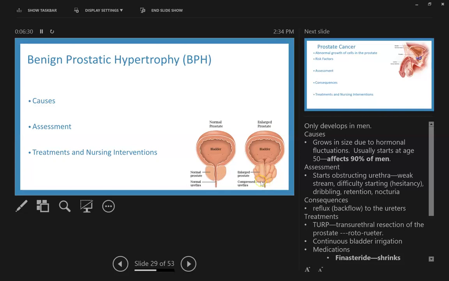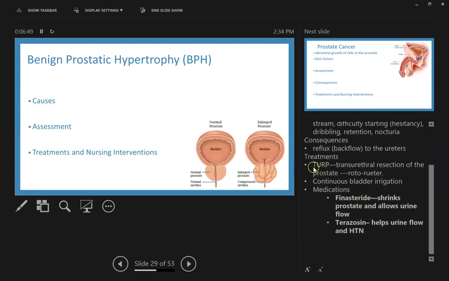this picture here. For assessment findings, we're going to have weak stream, difficulty starting, which we call hesitancy, dribbling, urinary retention, and nocturia. Consequences would be reflux or backflow of urine to the kidneys through the ureters.